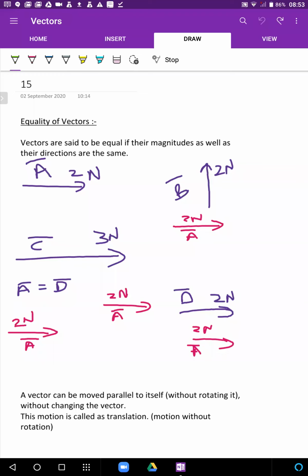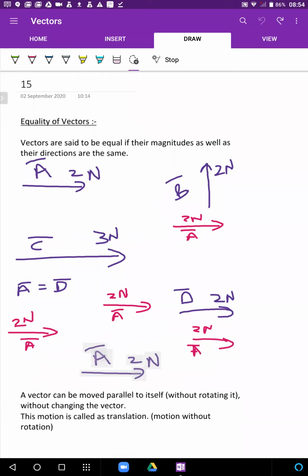It tells us that this particular vector can be moved around without changing the vector. Can you see that? I am moving this around, but wherever I take this vector, it still has the same magnitude. It still is pointing towards the right, meaning it has the same direction. Wherever I place it, its magnitude and direction will stay the same. That means this vector is not changing.